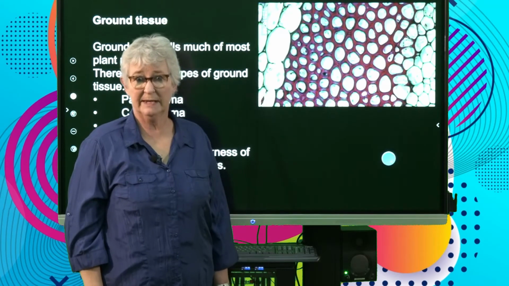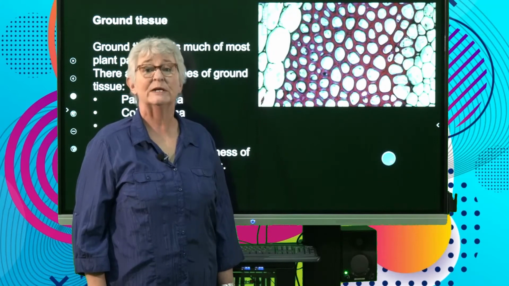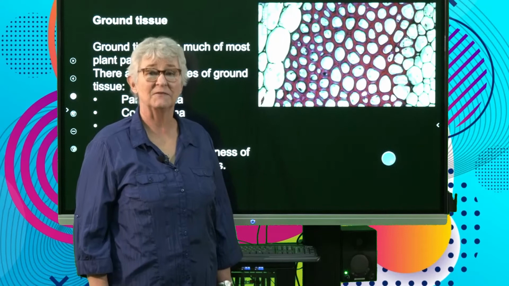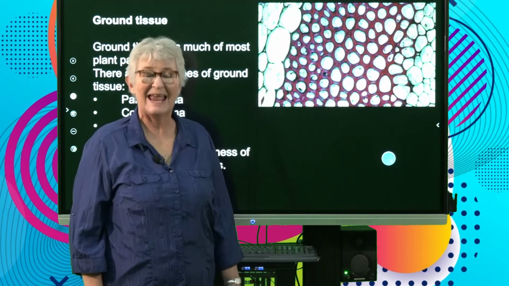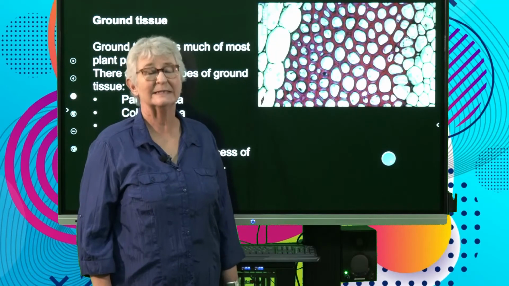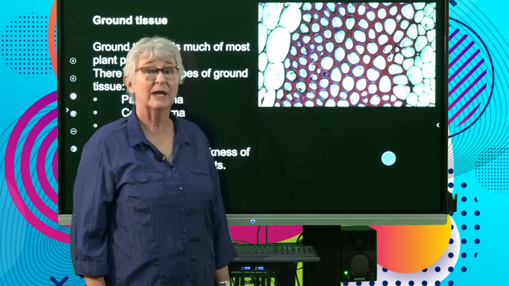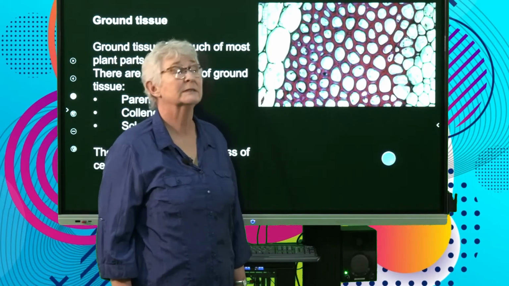Just underneath the epidermis are lots of different types of cells, and we call these ground tissue. And they have different thicknesses of walls, they're different sizes, and they have different contents depending on what their specific function is. And we are going to have a look at the 3 different types of ground tissue.